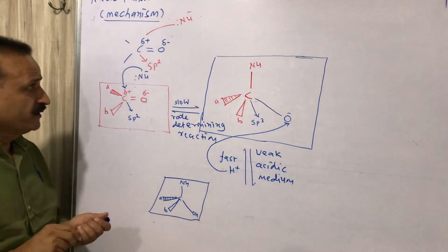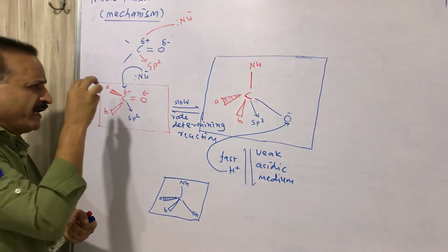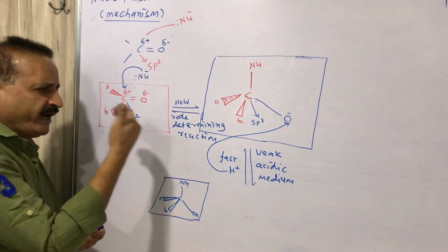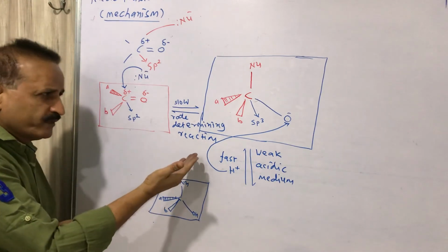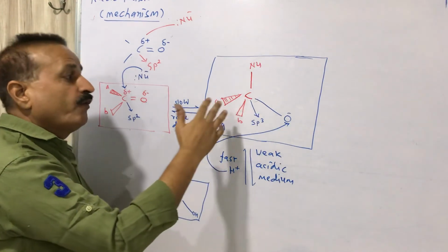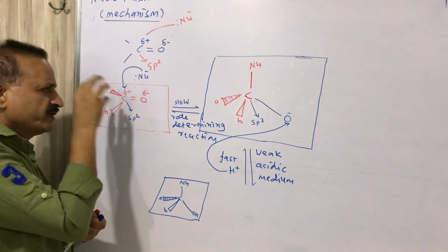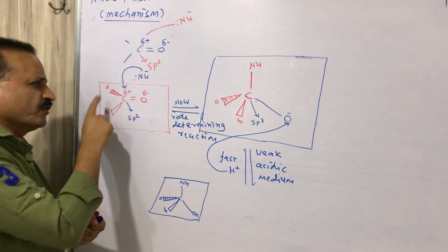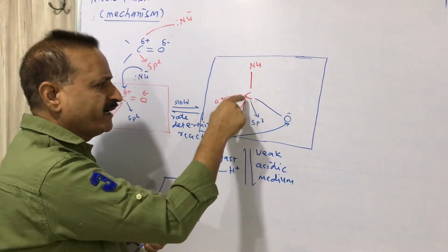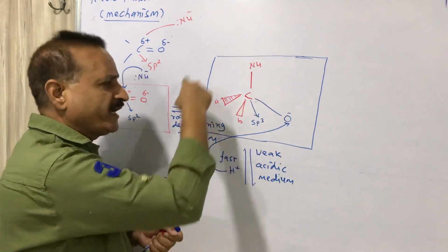In the first step, there is the attacking step of the nucleophile on the partial positive carbon. It is slow, it is the rate determining reaction or rate determining step. Then we have the tetrahedral alkoxide ion, which is most important because in this step carbon and oxygen have a double bond, so carbon is sp2 hybridized. Here a new bond is formed between nucleophile and carbon, which is converted into sp3 hybridized, and it is an alkoxide ion.